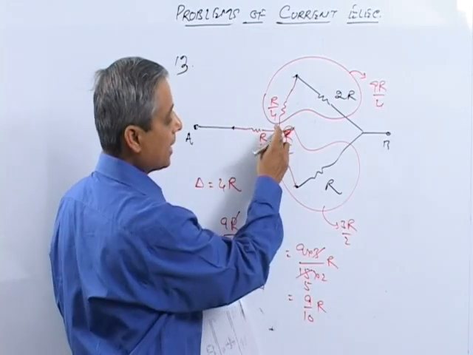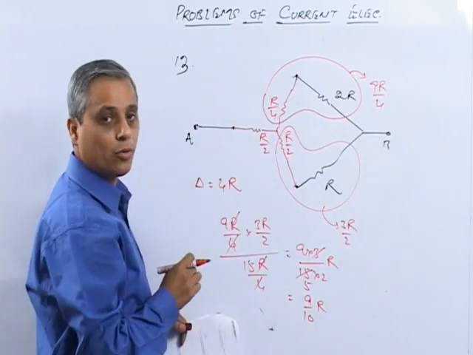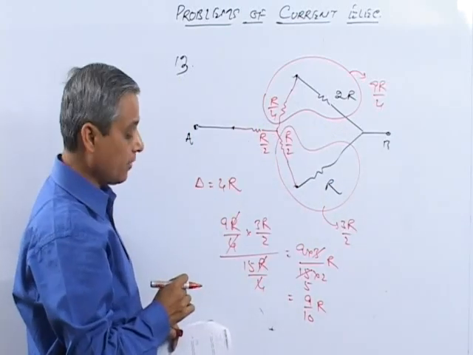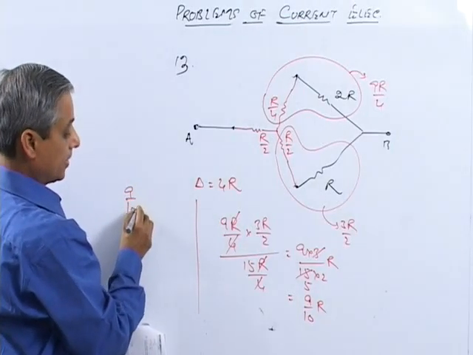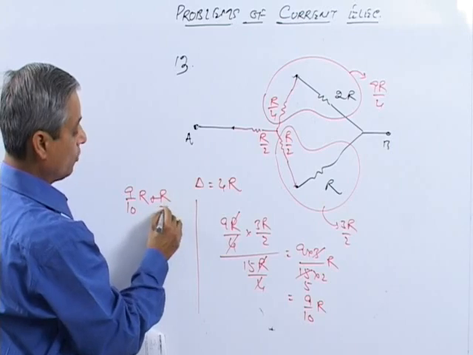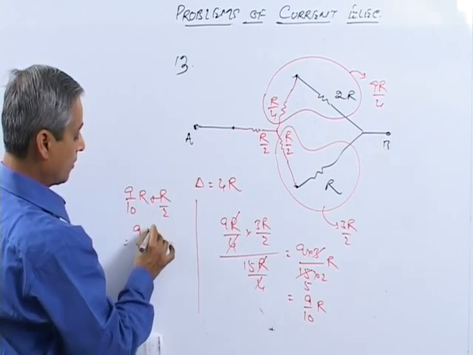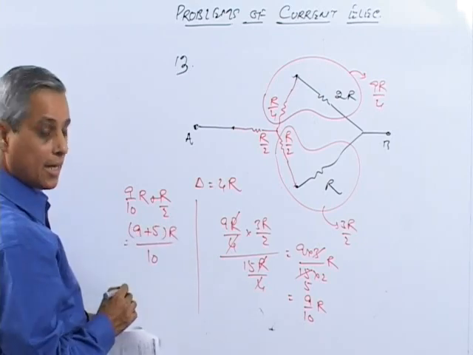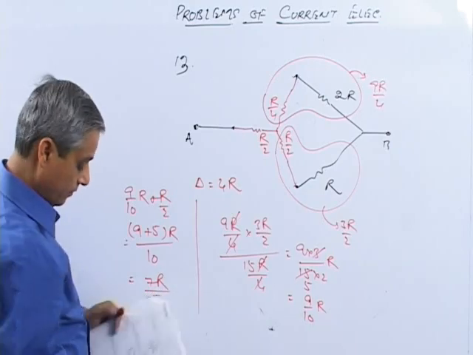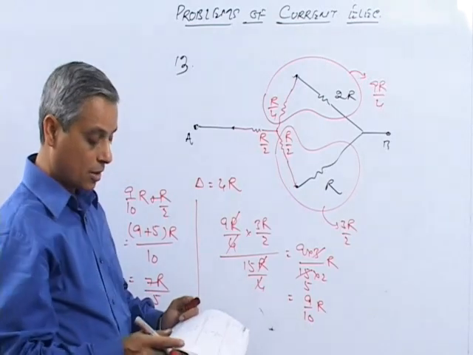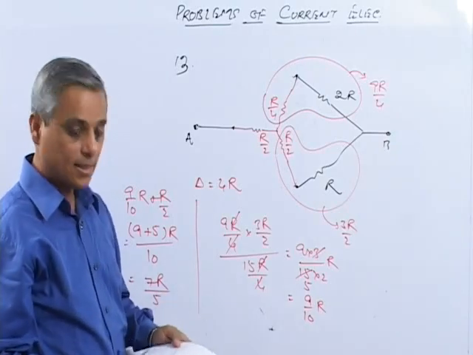Now 9 by 10 R is the resistance from here to here, and then add this R by 2 to it, because that is also in series with it. So the resistance will equate to 9 by 10 R plus R by 2, which makes it 14 R by 10, and that is 7 R by 5. So the answer comes out to be C. Question number 13, the answer is C.